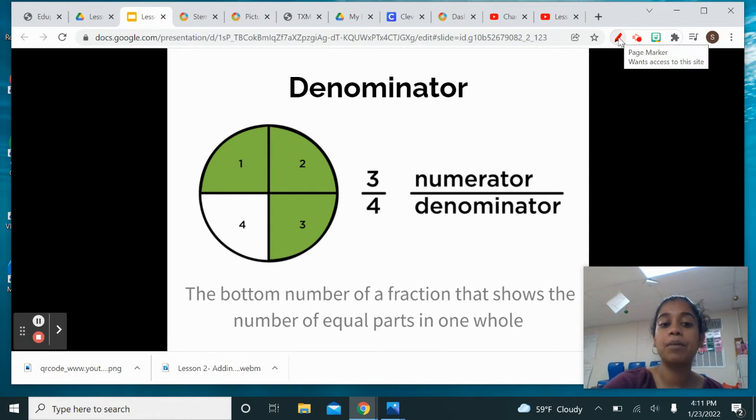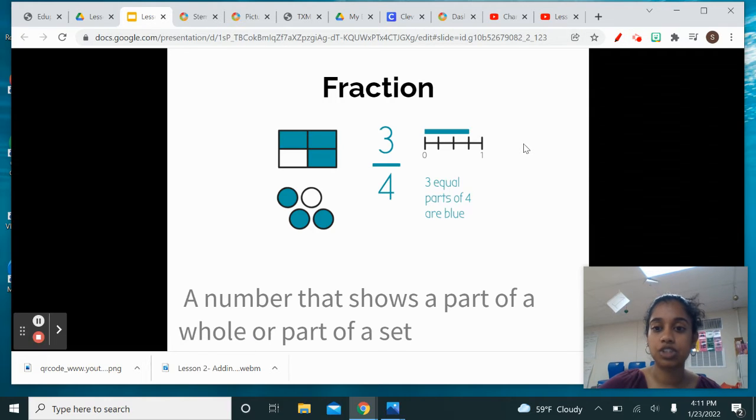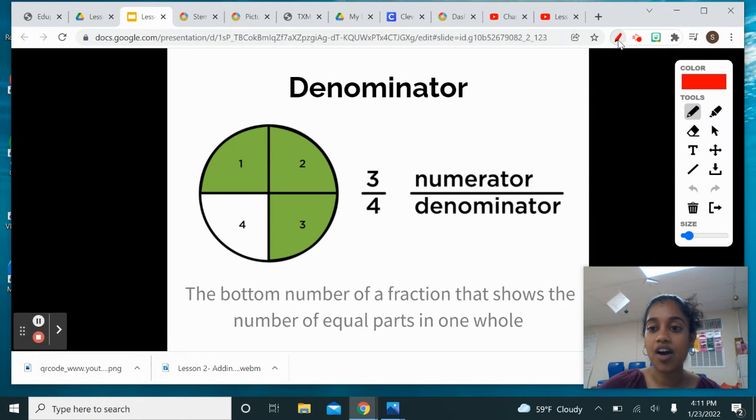Denominator. The denominator is the bottom number of a fraction that shows the number of equal parts that we have, right? So we have our whole, and we're cutting it into 4 equal parts in this example. So our denominator is 4. It's telling us how many pieces we're cutting our whole into.